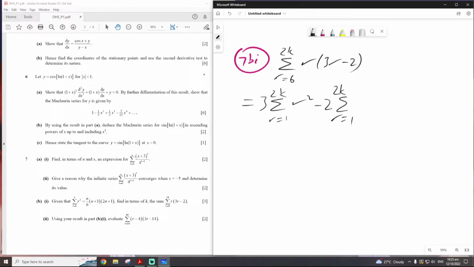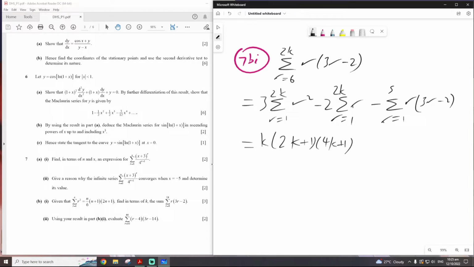2k of r, and then subtract the sum from r equals to 1 to 5 of r(3r minus 2). And the latter, this last term here, you can actually just use your GC to find the answer. So, applying the formula, we substitute n for 2k, and the 3 will also cancel out the 6 here, so actually we'll just be left with k times (2k plus 1) times (4k plus 1).